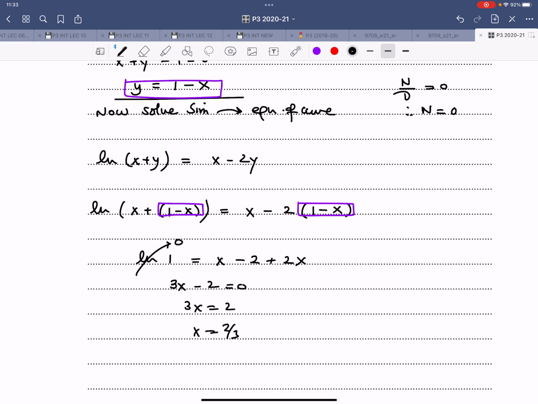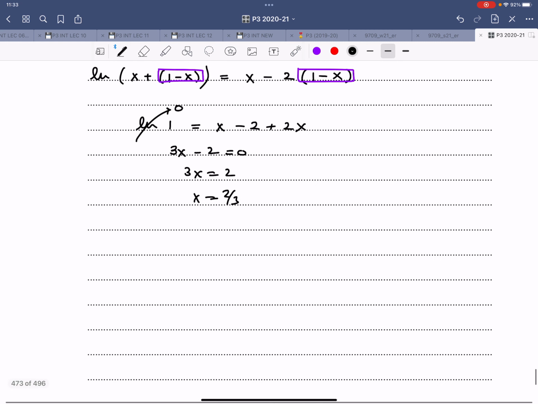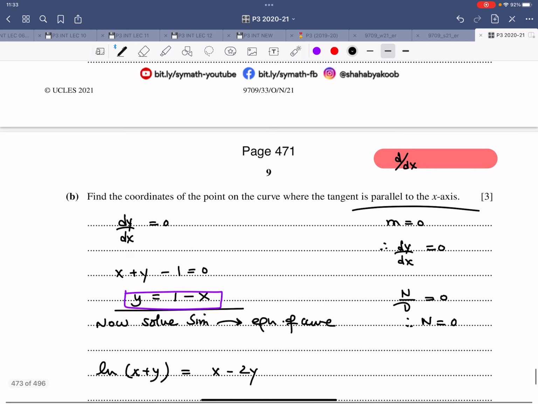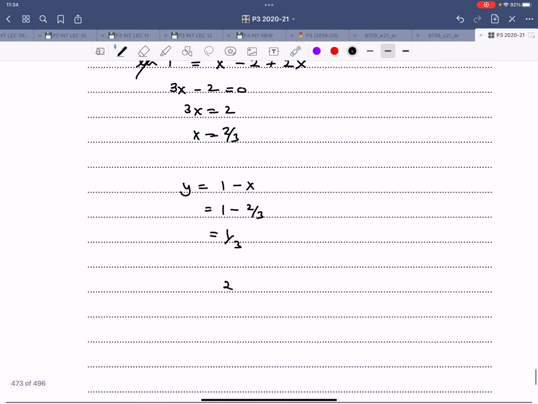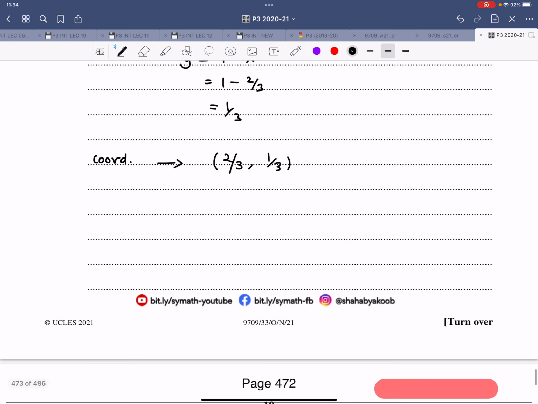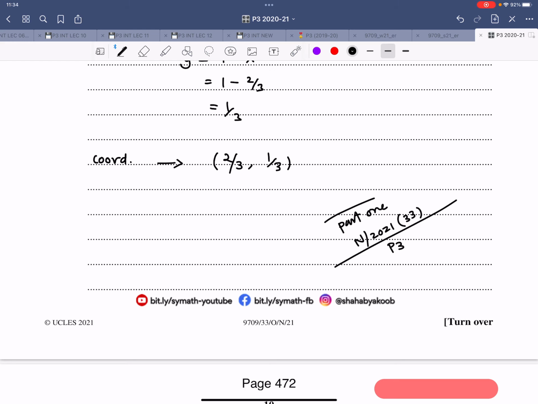When x is 2/3, what is y? y is 1 minus x, which is 1 minus 2/3, which comes out to be 1/3. They are asking us the coordinates of the point. It's one point, and that perfectly matches. So write it as a coordinate: 2/3, 1/3. This is the coordinate. So that finishes the first part. So this is part 1 of November 2021 variant 33, the P3 paper. Stay tuned for more.